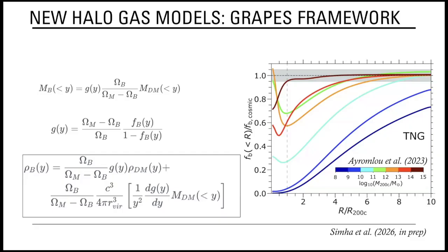It's almost trivial. If g of y were equal to 1, then it's just the dark matter profile scaled by the baryon to dark matter ratio. But then there's this correction term that comes in, and that can be helpful in ensuring the asymptotic behavior that we're supposed to see. As you go towards infinity, the enclosed baryon fraction should tend closer to the cosmic average, and that's what this framework achieves.